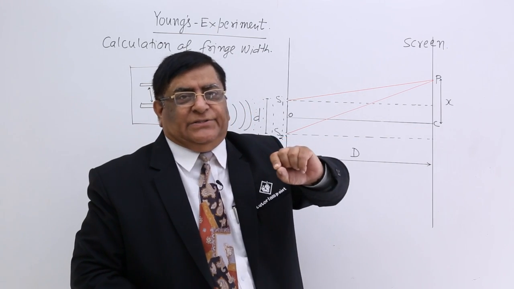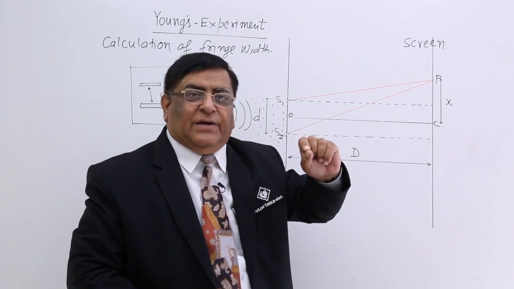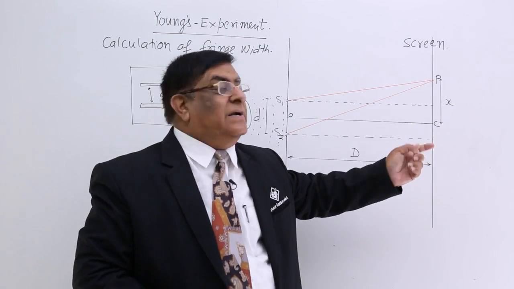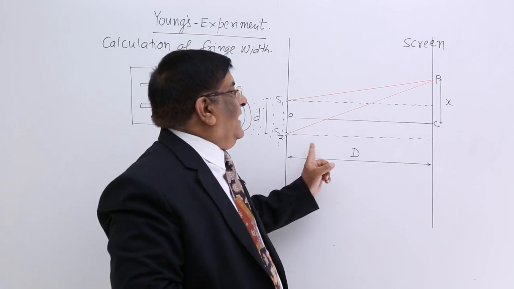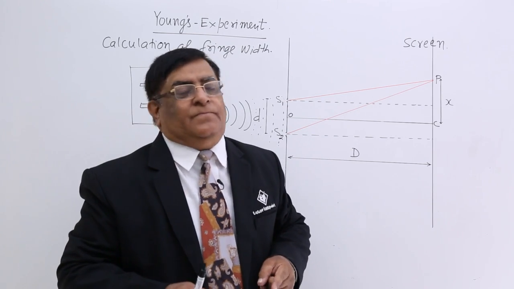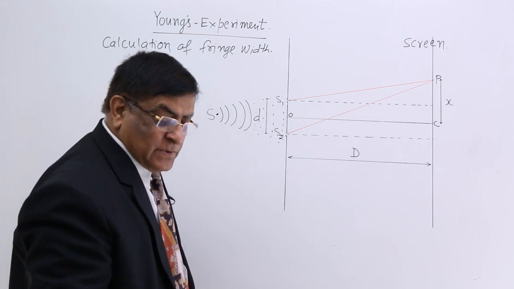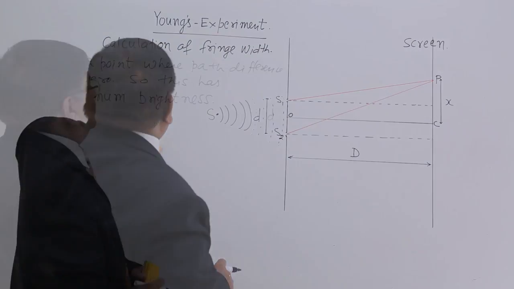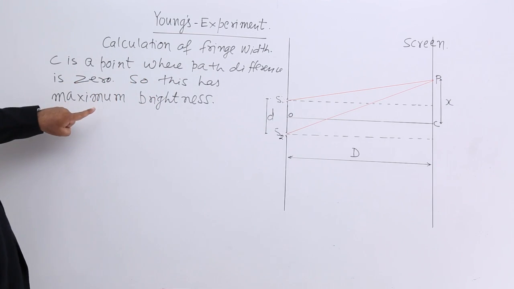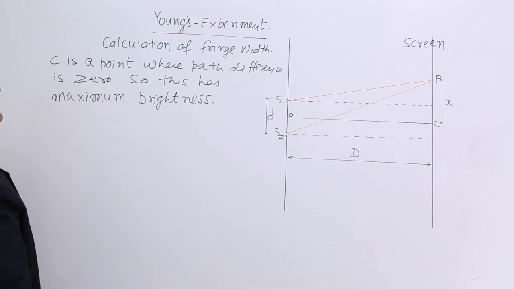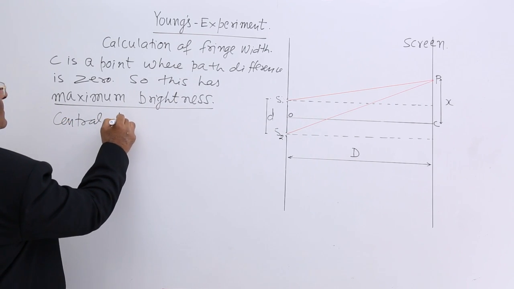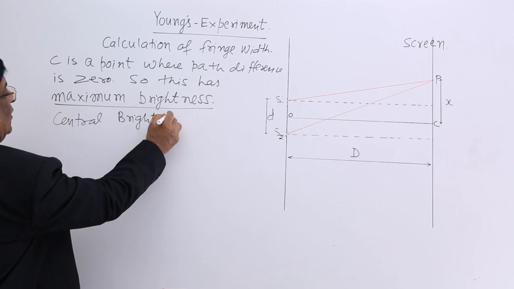We have not chosen the point C arbitrarily; we have chosen the point where brightness is maximum, and that is our point C. Why is it maximum there? Because it is equidistant from S1 and S2, and both waves have path difference 0. So there is a superposition because the path difference is 0, and C has maximum brightness. We can call it the central bright spot.